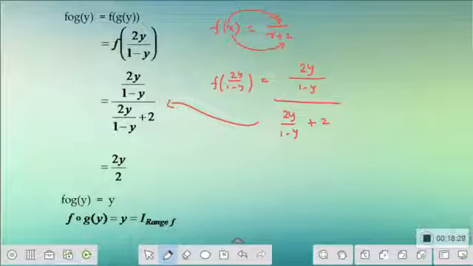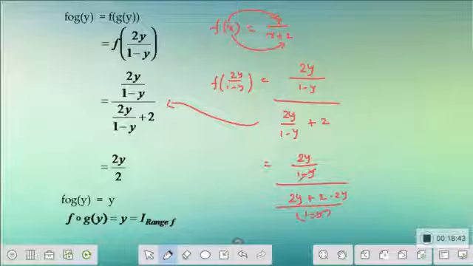Now comes a mere simplification. So you will have 2y by 1 minus y in the numerator, and the denominator has 2y plus 2 minus 2y with the denominator 1 minus y. So we can see the denominator is getting cancelled, leaving you 2y by 2.